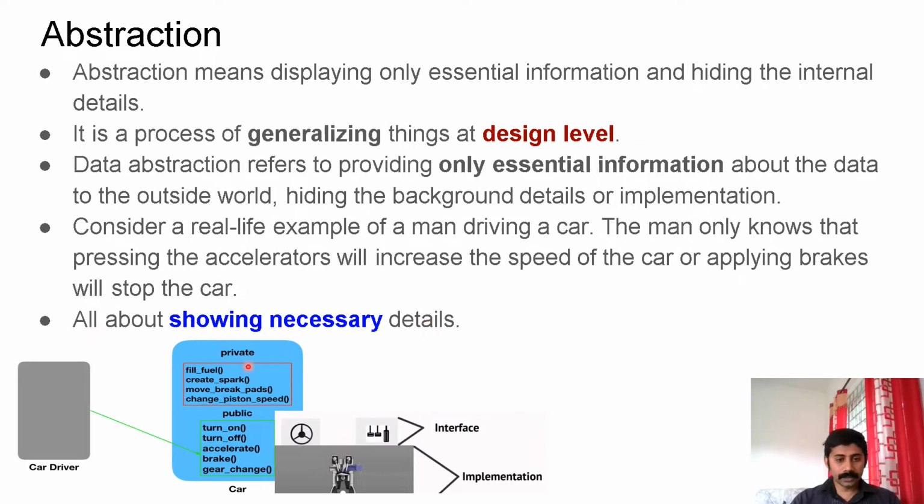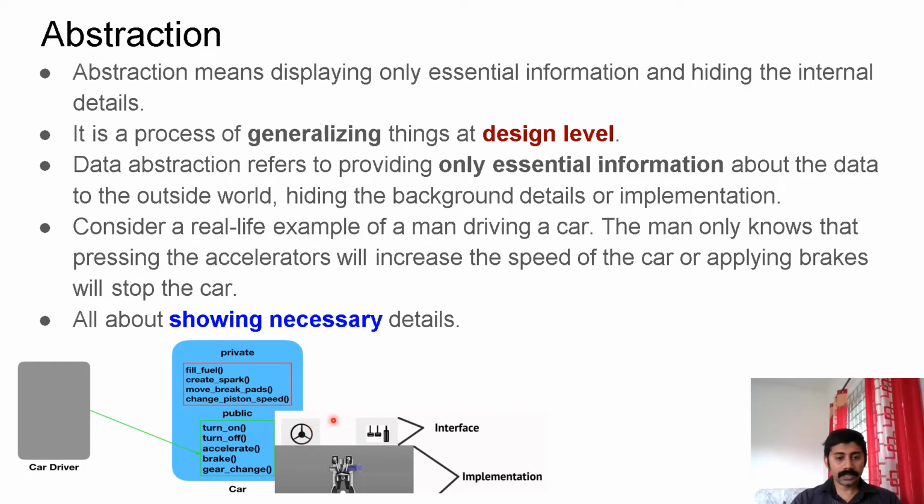Let us consider the case of a car, where the car is provided with abstract interfaces like steering wheel, clutch, brake, accelerator, and gear knob. Based on these abstract interfaces, a driver can operate the car. He need not know all the internal details, how the engine is working or how the internal implementation works. That is not a concern for the driver. He has to know how to use the abstract interfaces provided by the car manufacturer. This abstraction is at design level.